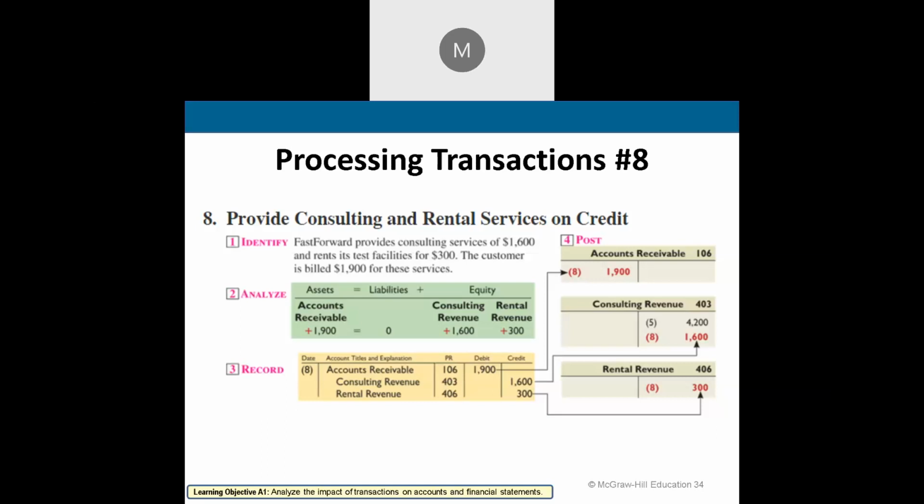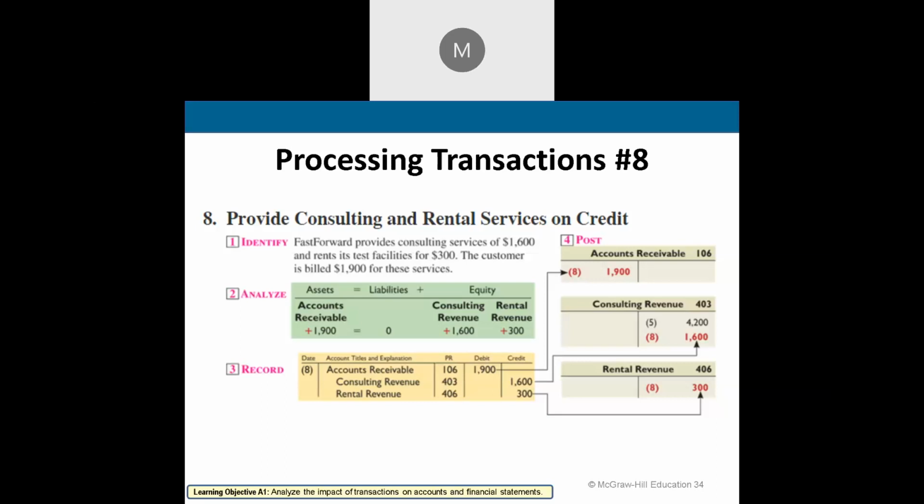Very important information. So for this transaction, we debit accounts receivable, $1,900. Okay, the customer owes us $1,900 because we provided them with consulting and rental services. And you'll notice two credit items. This is totally fine. Because you notice that the debit total and the credit total equal. They're in balance.